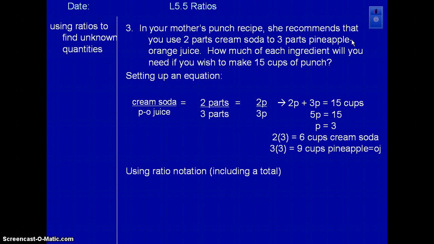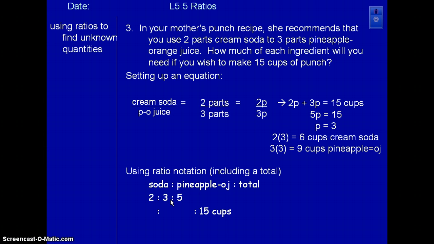Another way to do it is to use something called ratio notation, including a total. A ratio can be used to describe more than just 2 items. So we could do a ratio notation indicating the parts of soda compared with the parts of pineapple juice compared with the total parts. So if we have 2 parts of soda, 3 parts of pineapple juice, that would be 5 parts total. So our total here is indicated as a 5.